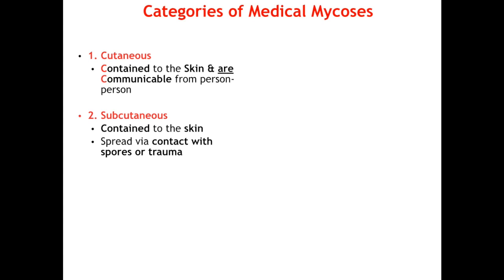Let's start off by categorizing these fungi, shall we? So the cutaneous and subcutaneous mycoses, which we are going over today, are markedly different from the rest of the fungi that we've gone over so far. First off, both of the categories are solely contained to the skin. Rarely, if ever, do they disseminate to the rest of the body. And secondly, the cutaneous fungi are communicable from person to person, meaning that they are contagious. In fact, they are highly contagious. And the subcutaneous fungi are spread via contact with spores, usually through trauma.